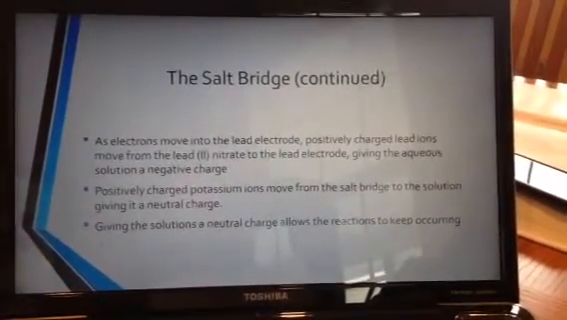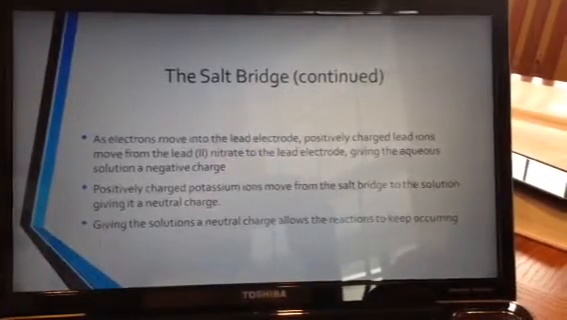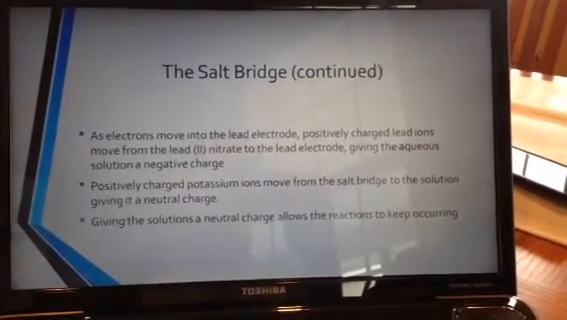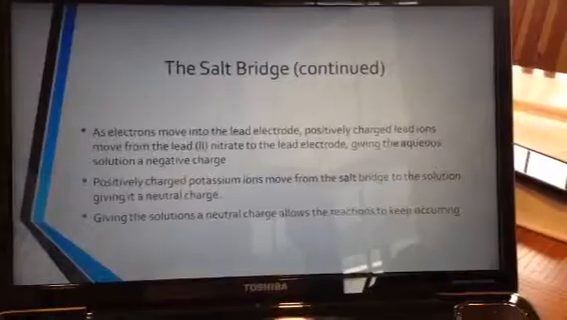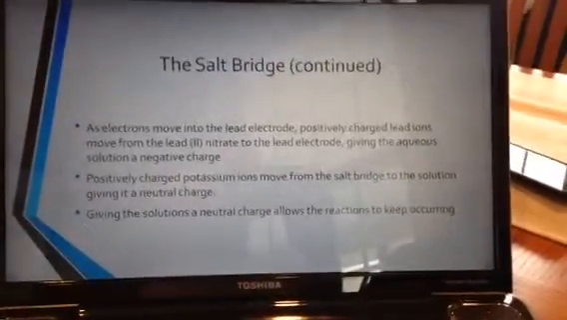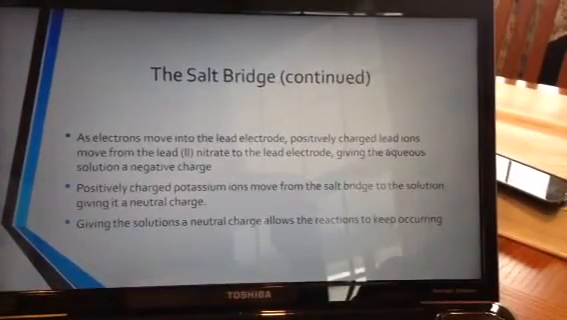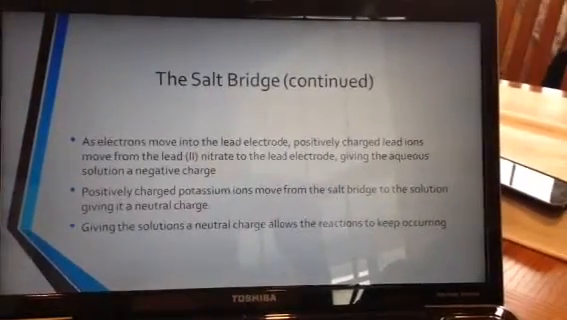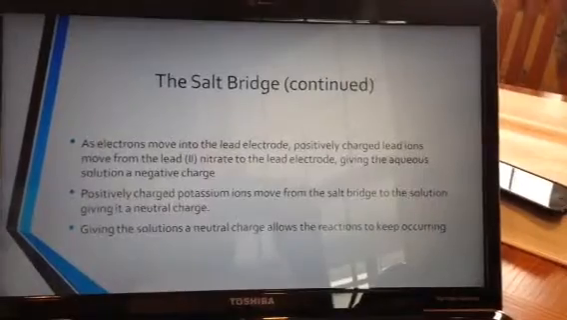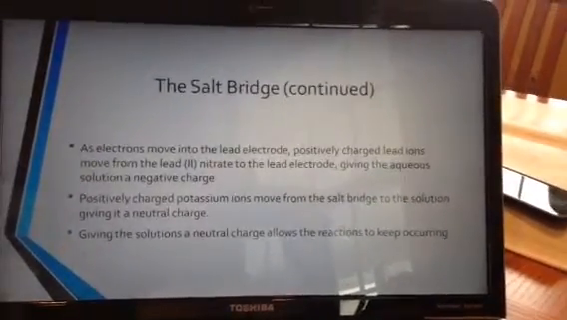As electrons move into the lead electrode, positively charged lead ions move from the lead 2 nitrate to the lead electrode, giving the aqueous solution a negative charge. Positively charged potassium ions move from the salt bridge to the solution, giving it a neutral charge. Giving the solutions a neutral charge allows the reactions to keep occurring.